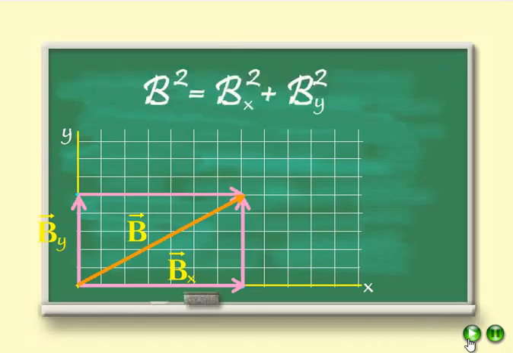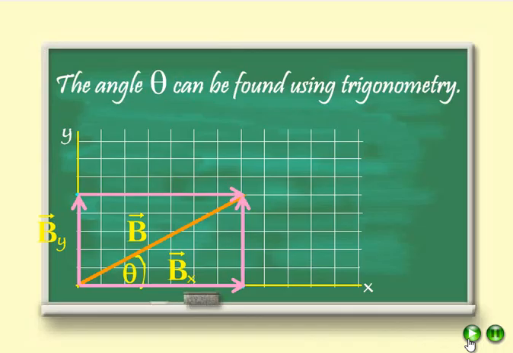And therefore, the sides of the right triangles can be determined using the equation where the vector B squared is equal to the component Bx squared plus the component By squared. The angle at which a vector is above the x-axis, known as the angle theta, can also be determined using simple trigonometry.